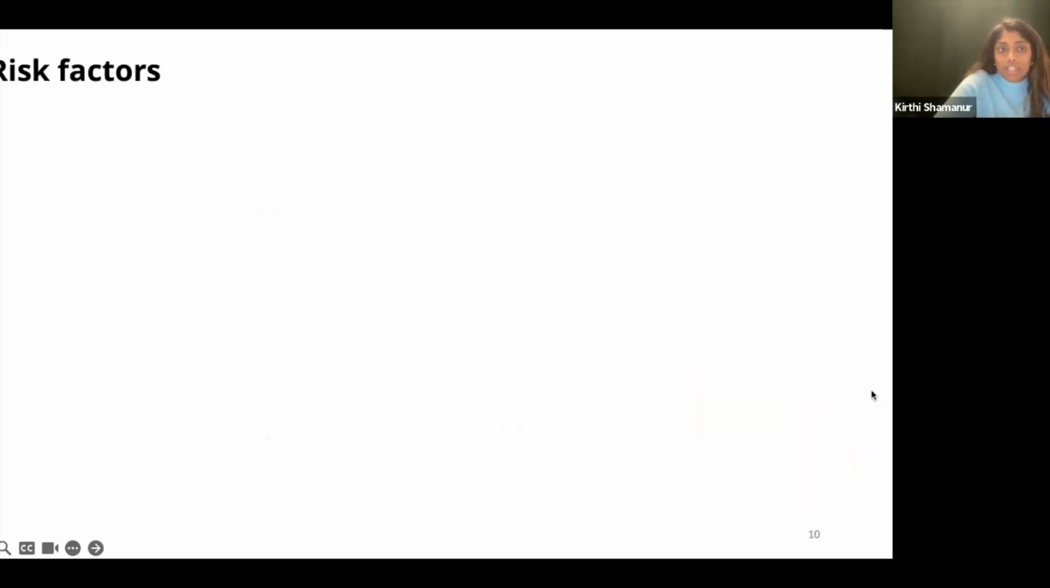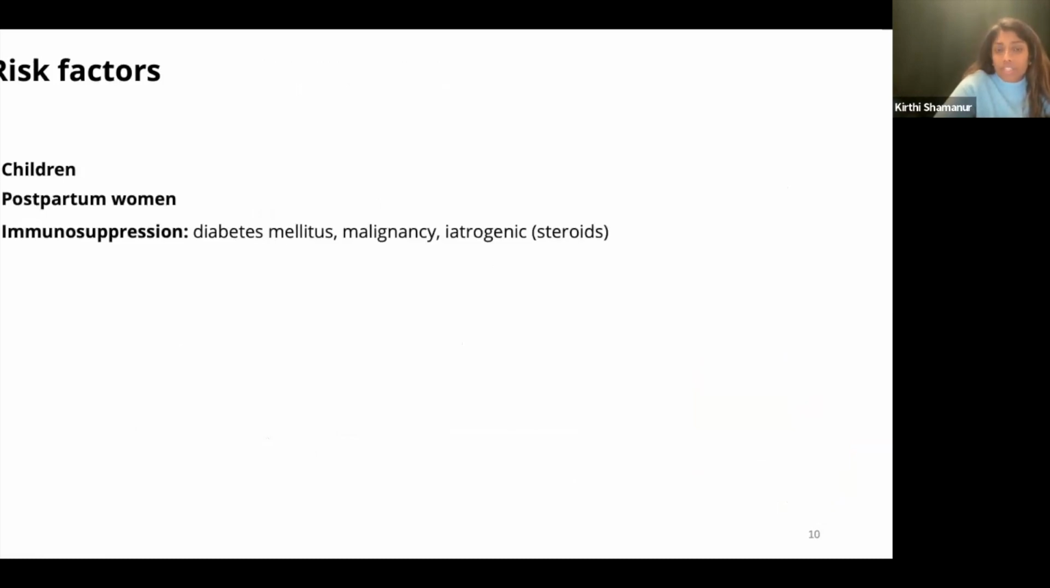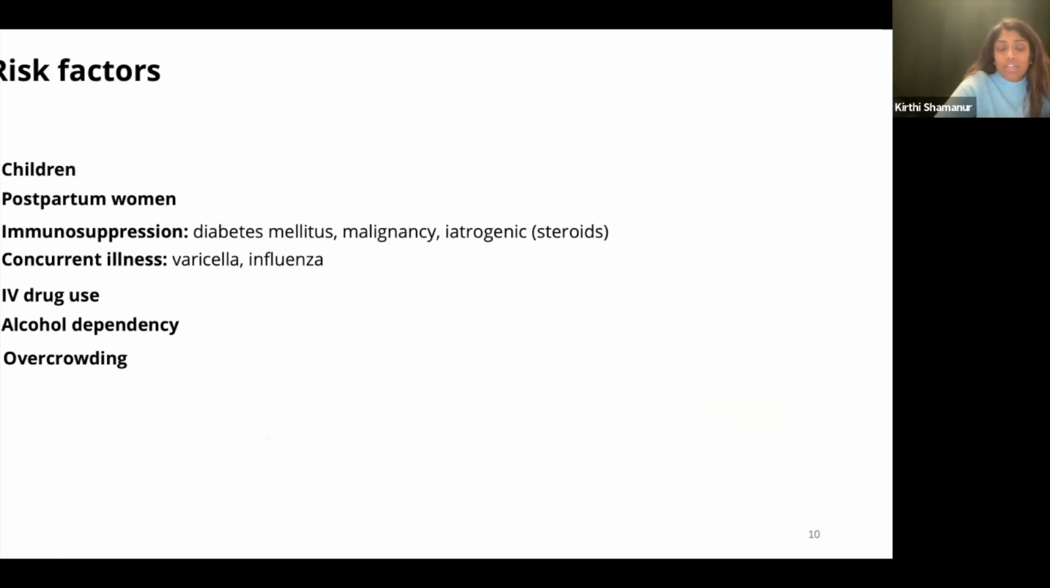So risk factors, I've included for adults as well as children. Children is a big one because it affects them most. Postpartum women, immunosuppression, so diabetes, malignancy, it can be iatrogenic, so any drugs like methotrexate, steroids, concurrent illness, so if you've got varicella, influenza, IV drug use, alcohol dependency, and overcrowding, I guess just because of the proximity, it's easier for it to spread.